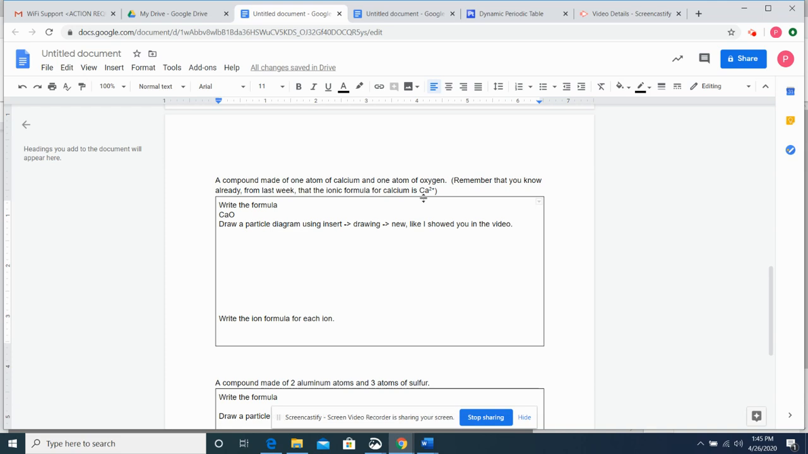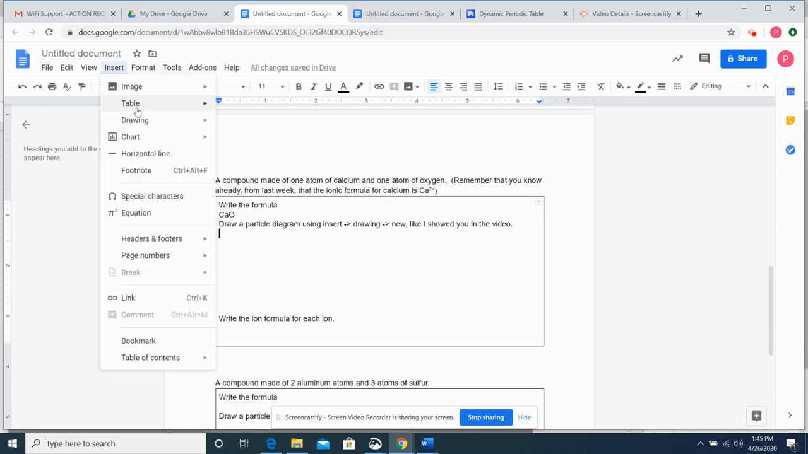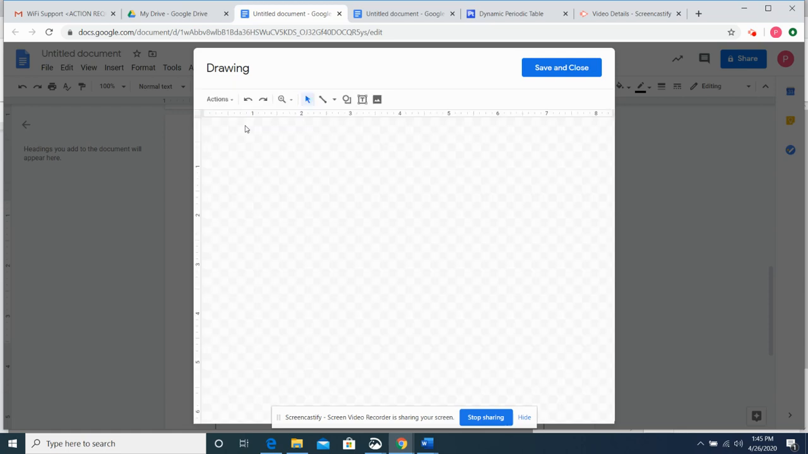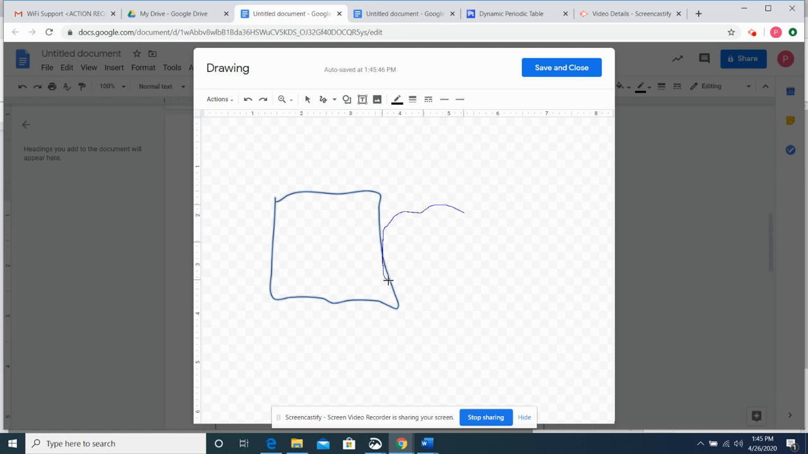We've got to remember that calcium is a +2, so we are going to make that drawing and insert it. So I'm going up to Insert, to Drawing, to New, and when this comes up, I'm going to go to Scribble, and we're making calcium oxide. I'm going to make calcium as a square. And so there is my calcium. And I'm going to make oxygen as a circle. So there is my circle for oxygen.